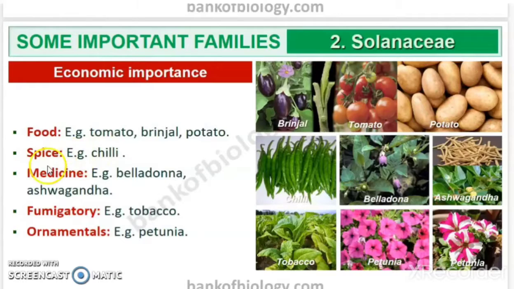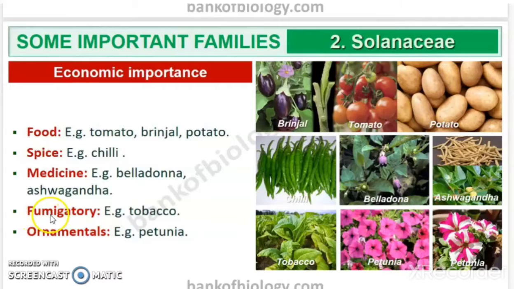Okay, and now coming to the next one, which is spice. Chili is an example. Chili acts as a spice. It has economic importance as a spicy substance. So if you have a chili plant, at least you can go through it. And then comes the next one, which is medicine. An example is belladonna. Belladonna is an example of a medicinal plant of this family. And then ashwagandha. This is ashwagandha. It is also a very medicinally useful plant.